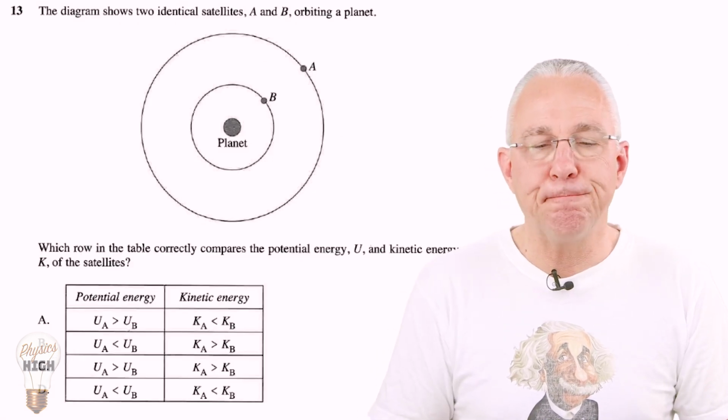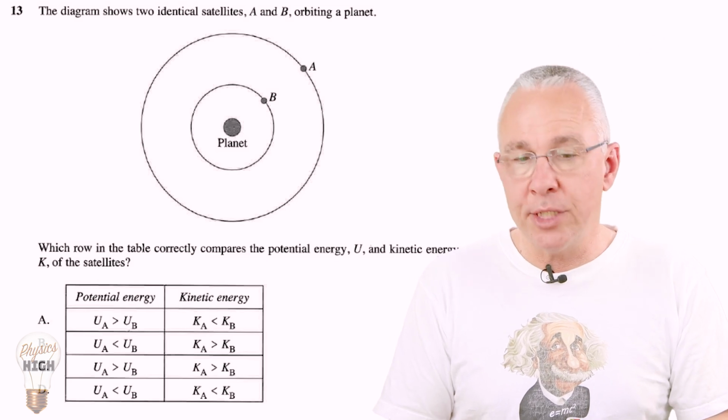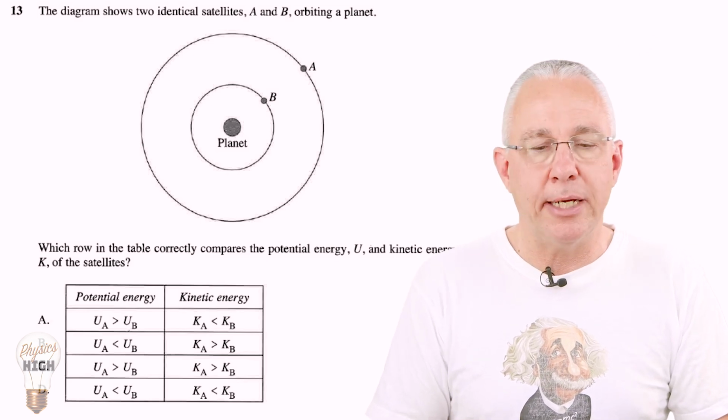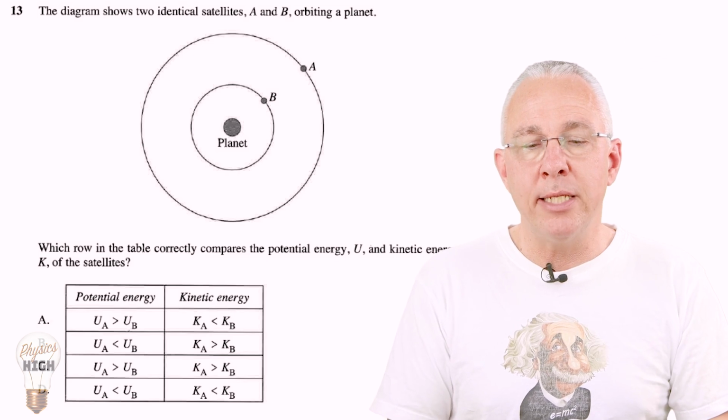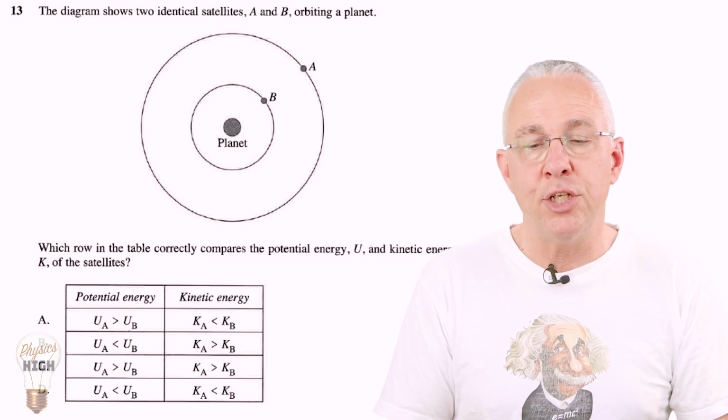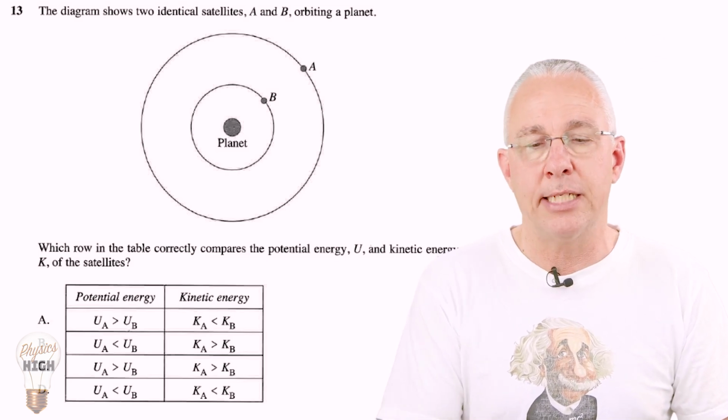Question 13. A diagram shows two identical satellites A and B in orbit around a planet, and it says which row in the table correctly compares the potential energy U and the kinetic energy K of the satellites.